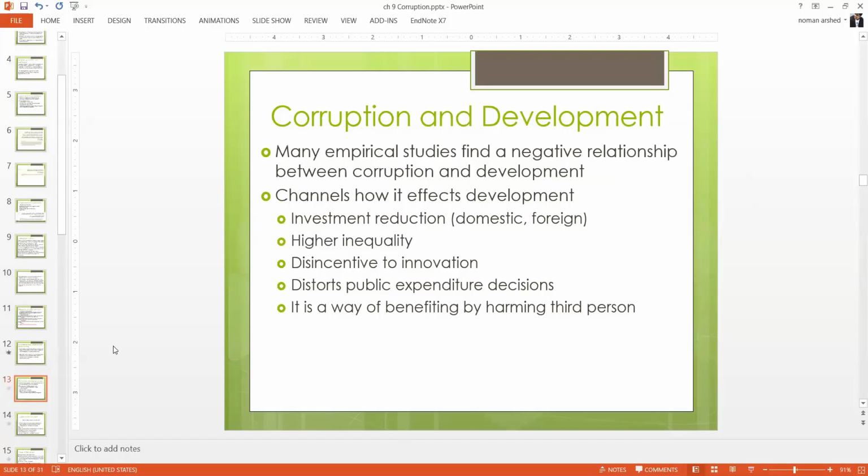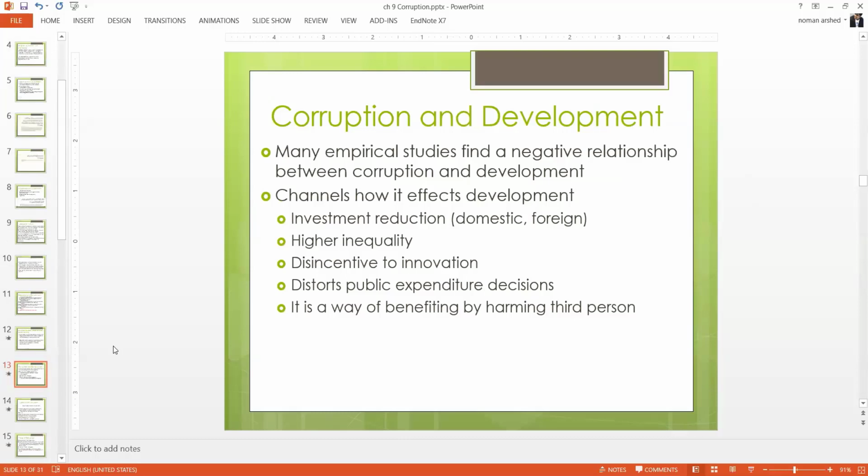So corruption and development. We will relate corruption with development. So what will happen if there is corruption, and what is the consequence with respect to development? Many empirical studies find a negative relationship between corruption and development. Previous studies have said that an increase in corruption will reduce the development level. So how will it affect?